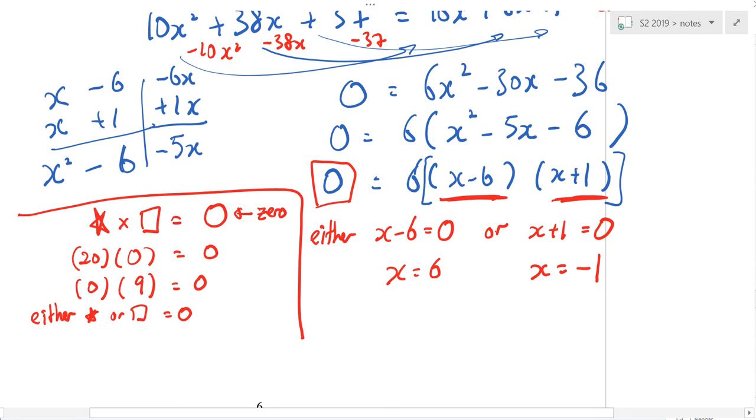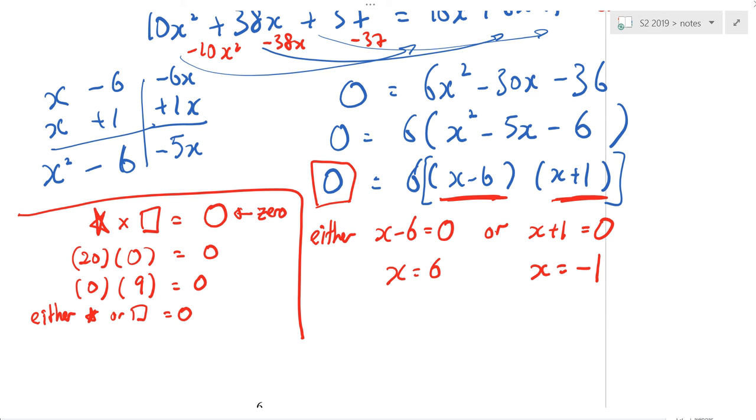How do I get x equals 6? Very simple. I ask you, what is x? That means I want to remove the negative 6. How do I remove negative 6? Both sides must plus 6. Therefore, I got 6. I got x plus 1 equals 0. I want to find x. That means I want to remove the plus 1. What do I do on both sides? Minus 1. That's why minus 1. Can follow?